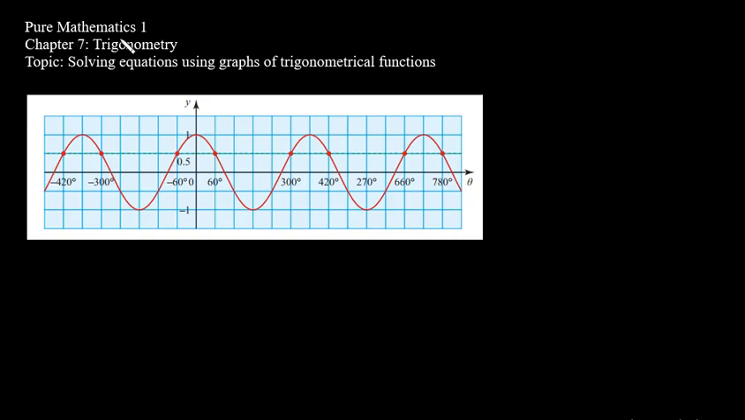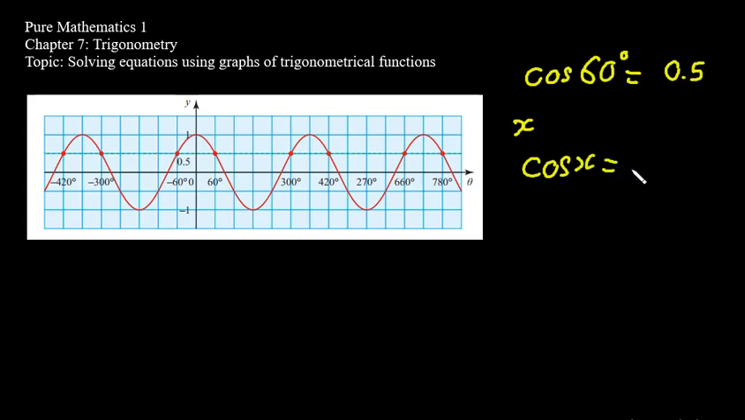Welcome to Pure Mathematics 1, Chapter 7, Trigonometry. Topic: solving equations using the graph of a trigonometrical function. Let's say if you have the cos of an angle 60 degrees, it could be 0.5. But when you want to find the angle x, we have cos x equal to 0.5.